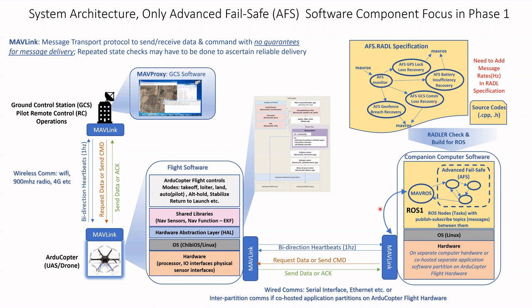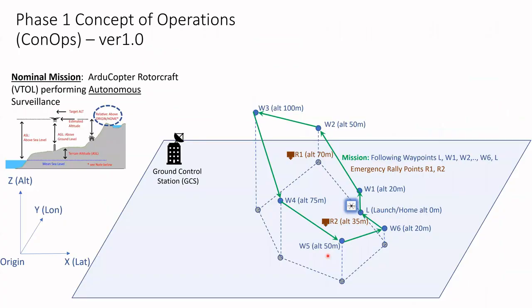For the purpose of our project in phase one, we'll be looking at an onboard advanced fail-safe monitor, essentially talking to the flight software via the same MAVLink interface. You can think of these as two adjacent partitions co-located on the same flight hardware, and the transport level interface is via the MAVLink interface.